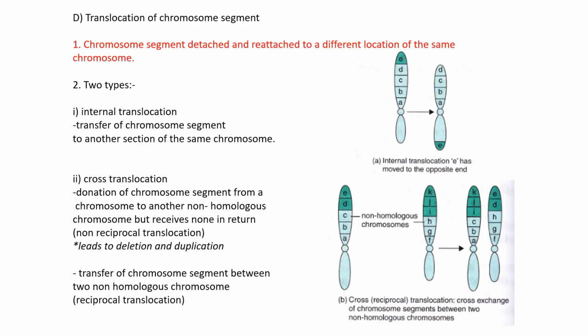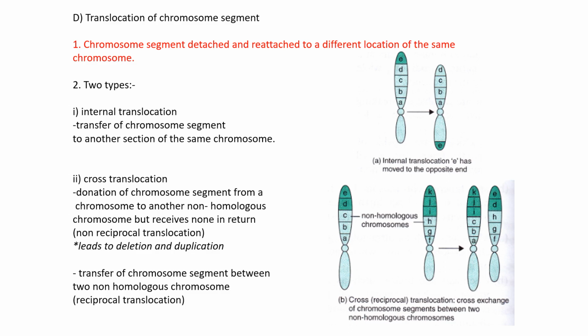I hope so. The last part, translocation of chromosome segment. You don't have this diagram in your module. I purposely did that because I want you to draw this chromosome diagram. Now, translocation of chromosome segment is when a chromosome segment is detached and reattached to a different location of the same chromosome. There are two types of translocation of chromosome segment: internal translocation and cross translocation.